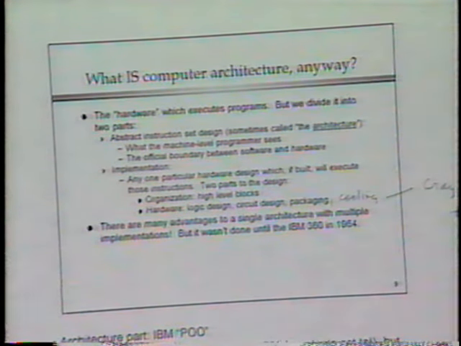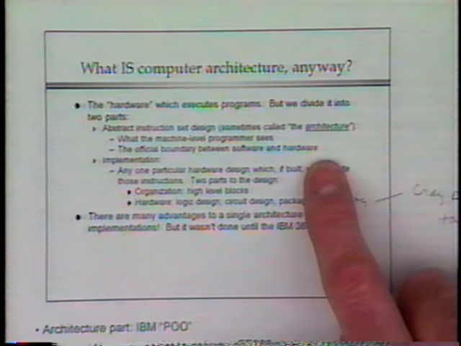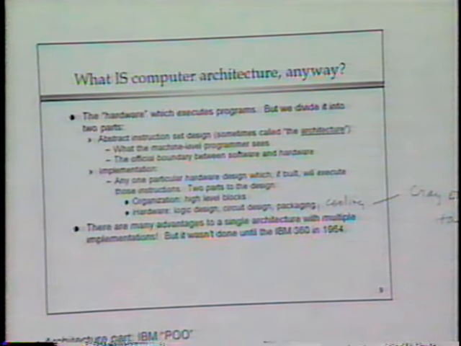The instructions, how they work, what the registers are, all the visible stuff. And it's the official boundary between the software and the hardware. IBM used to call that book the principles of operation for any particular machine. And it had nothing to do with any particular implementation.